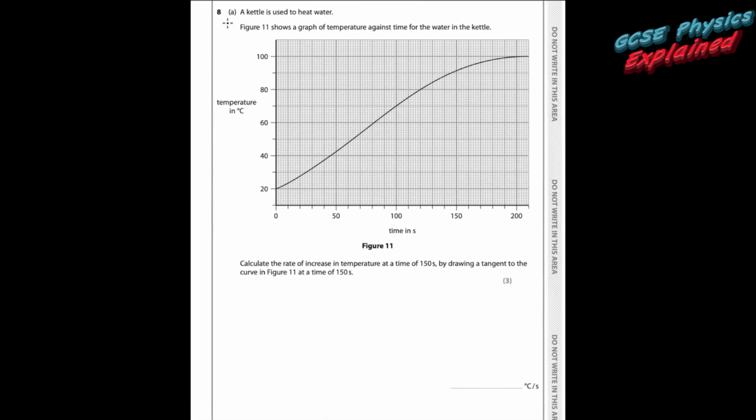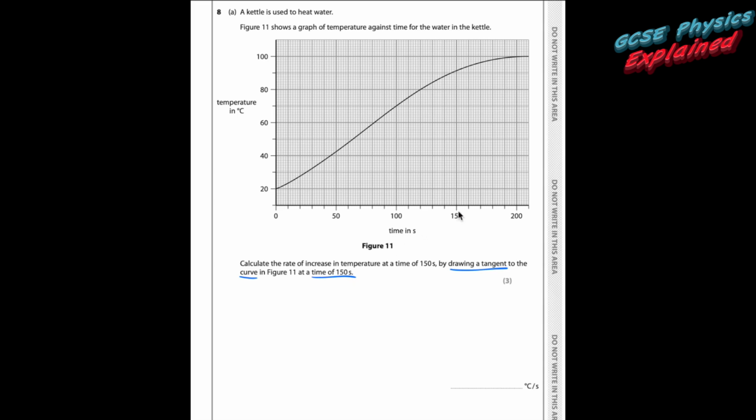Question 8. Part A. A kettle is used to heat water. Figure 11 shows a graph of temperature against time for the water in the kettle. Calculate the rate of increase in temperature at a time of 150 seconds by drawing a tangent to the curve in figure 11 at a time of 150 seconds.